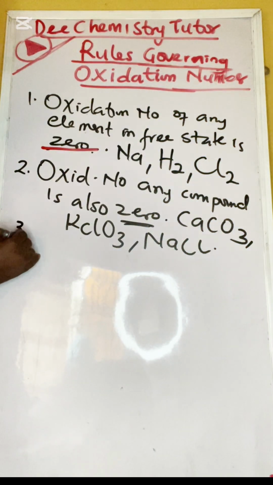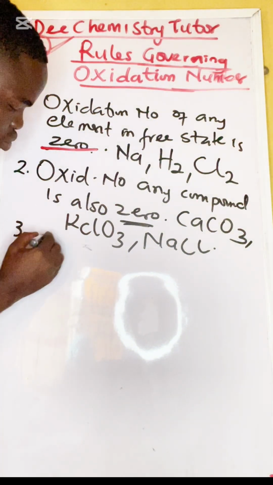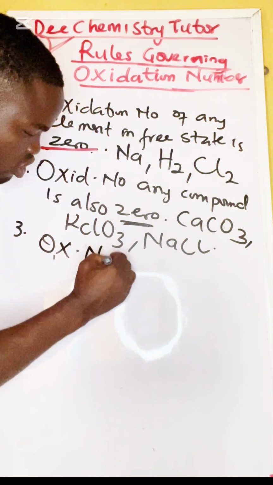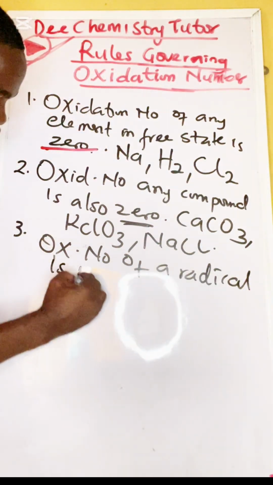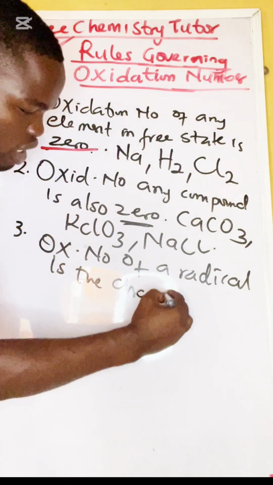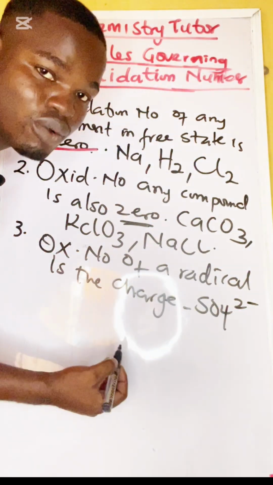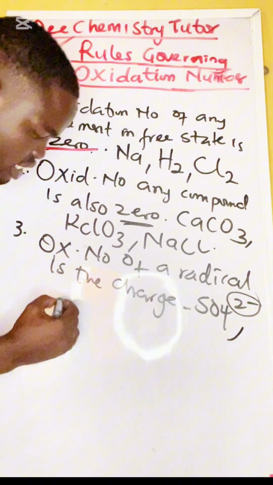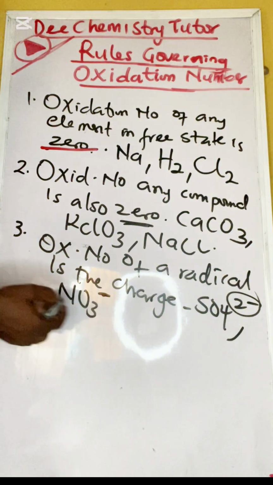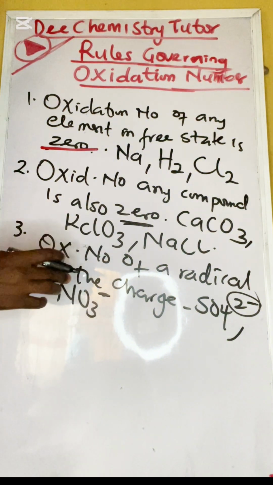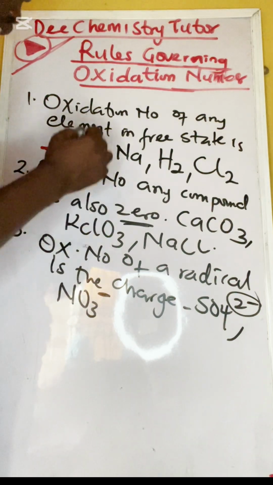0. Number 3, the oxidation number of a radical is the charge on it. Now, what do I mean? SO4 2- has a charge. This is a radical. So this is the oxidation number of this guy. NO3 minus has a charge. This minus is the oxidation number of this particular radical. You get radicals are a group of atoms with a charge on it. Okay, that's the third rule.